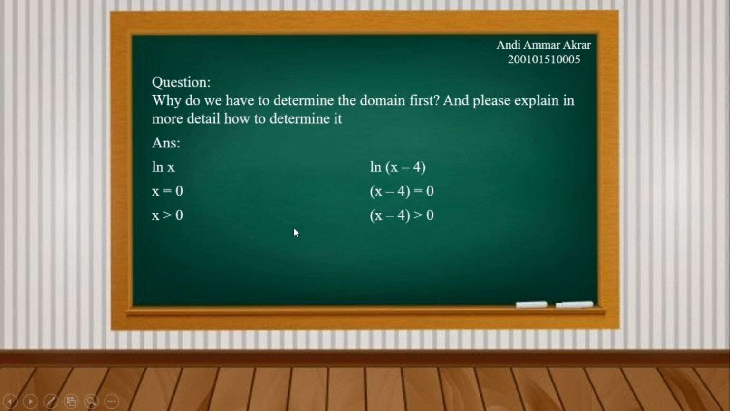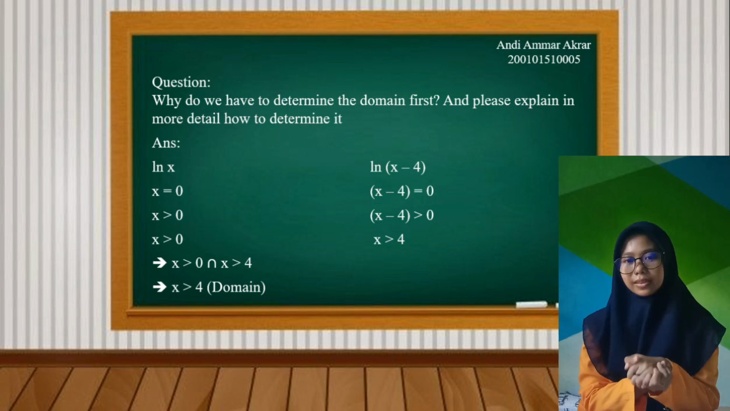Next, we simplify. We move minus 4 to the right side so that we get x greater than 0 and x greater than 4. Finally, we look at the intersection of x greater than 0 and x greater than 4 to get the domain, so we get x greater than 4 as the domain. That's the answer to the second question.